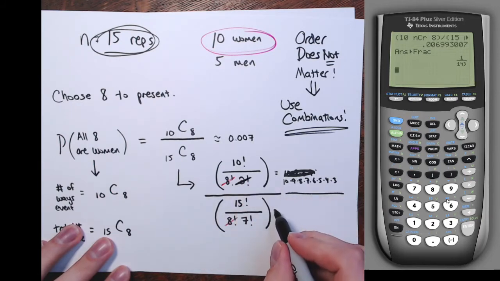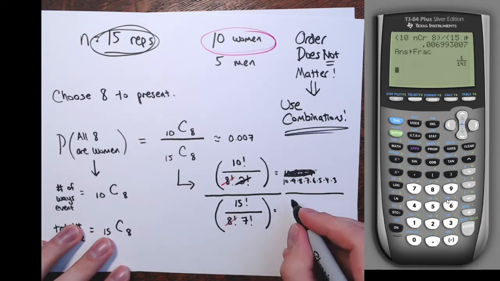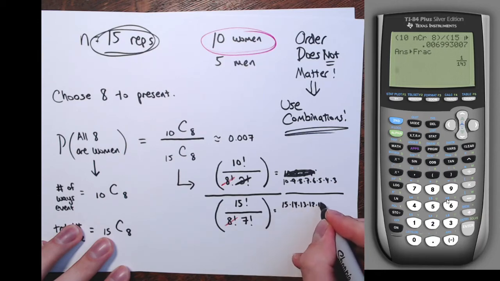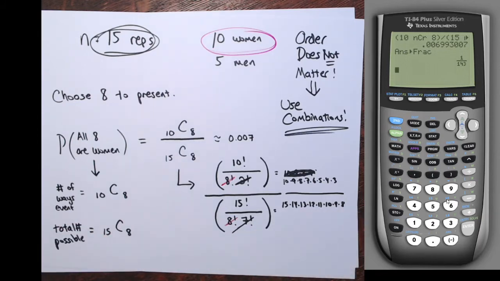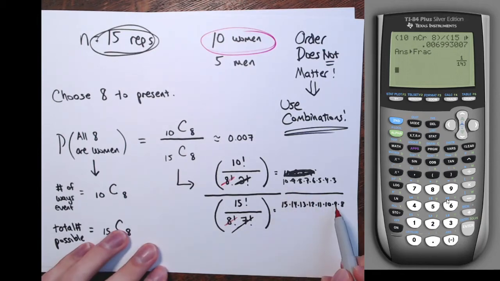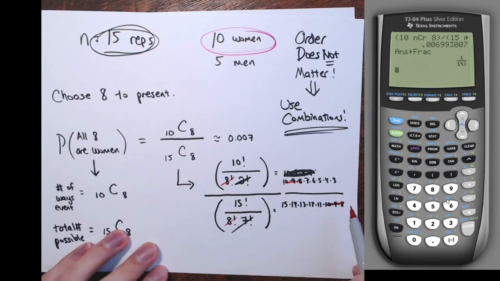Then in the denominator, something similar. You'd have 15 times 14 times 13 times 12 times 11 times 10 times 9 times 8, and then the rest would be 7 factorial, and get rid of the 7 factorial. All right, and then you can get rid of a bunch of stuff. These both have 10, 9, 8. There's a 10, 9, 8 in the numerator, and factors of 10, 9, and 8 in the denominator.